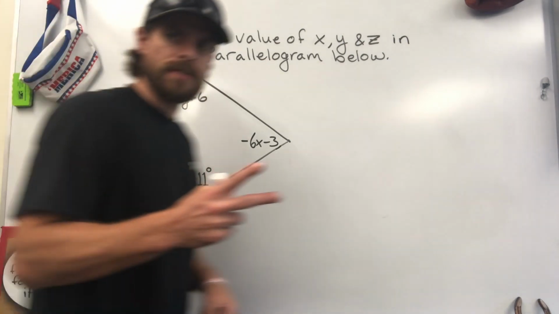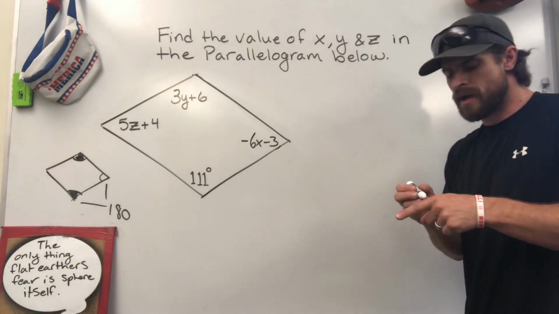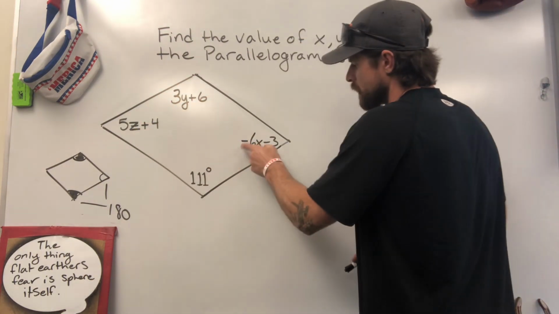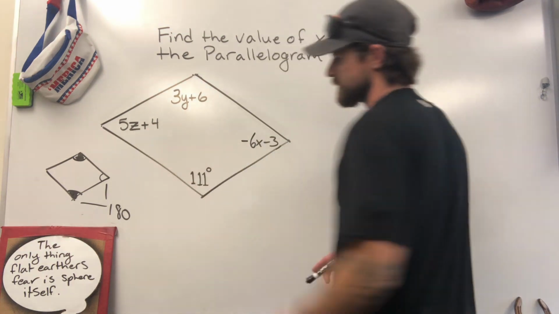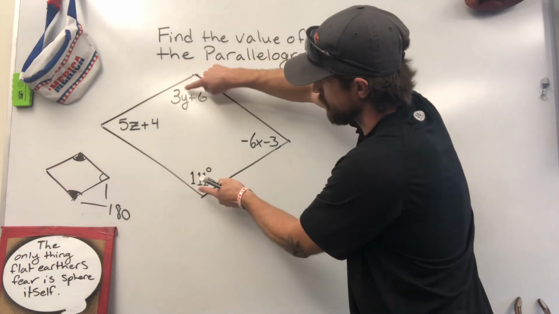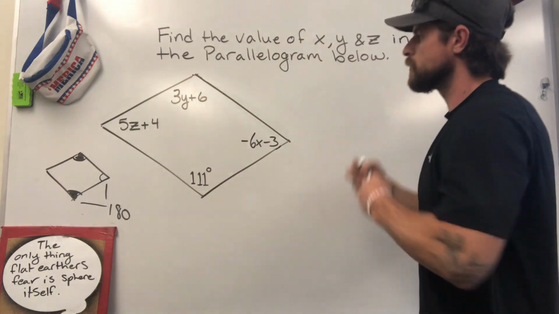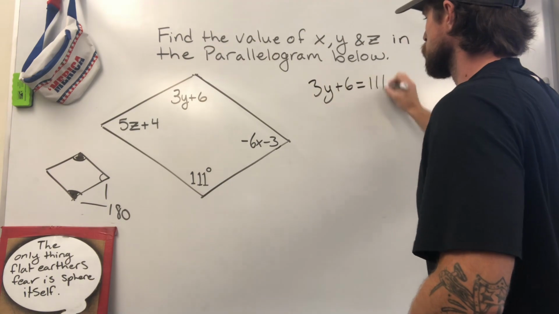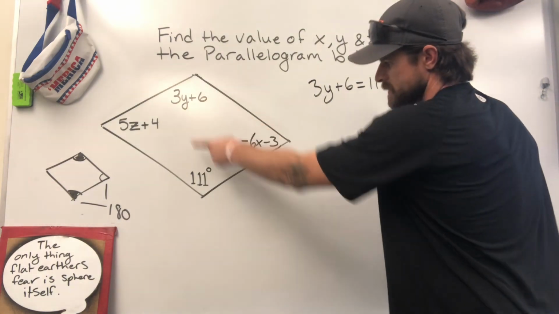So with those two pieces of information, we can now tackle this problem because they gave us angle measures as expressions, and we've got to figure out what x, y, and z are. So let's first talk about these being the same. That would be these two right here. They're opposite of each other. So all I need to do is say 3y plus 6 equals 111. This is equal to that.